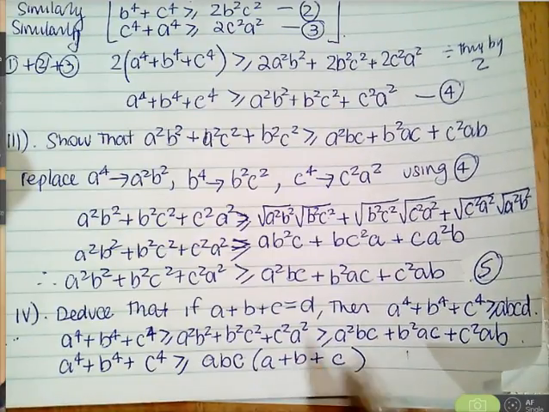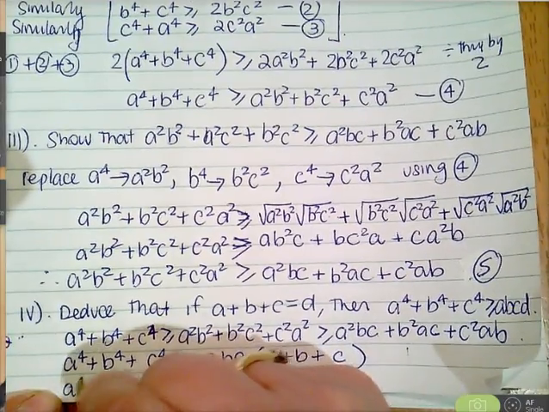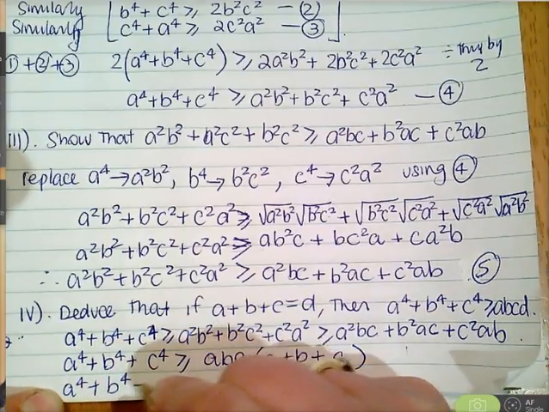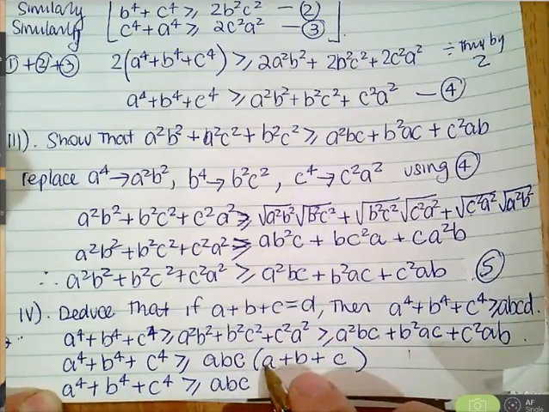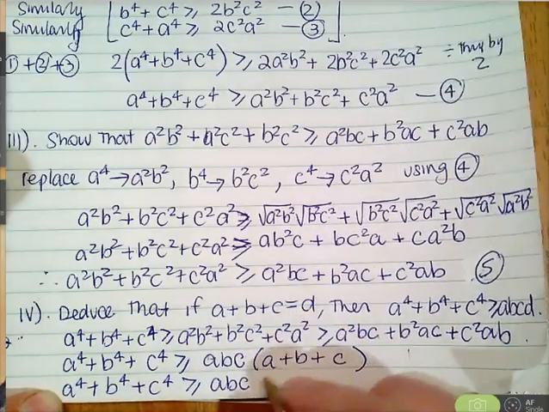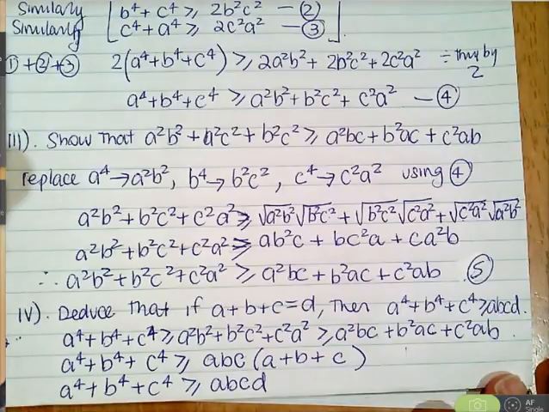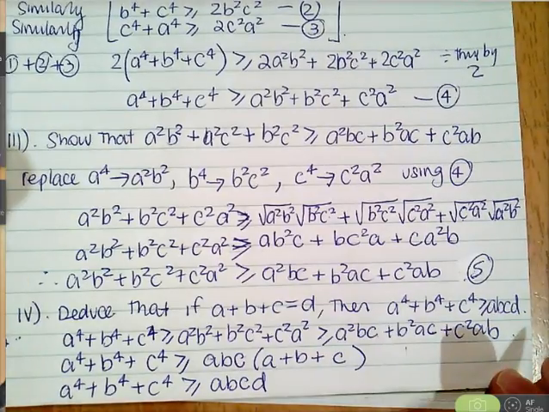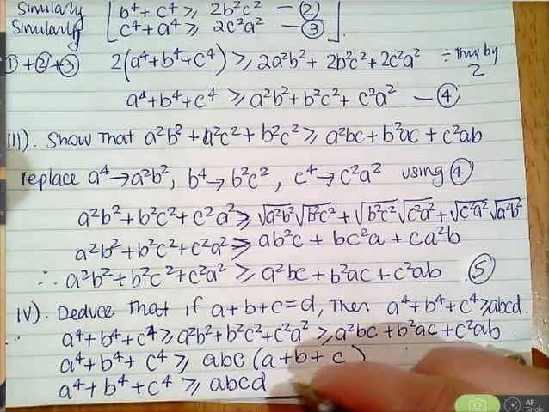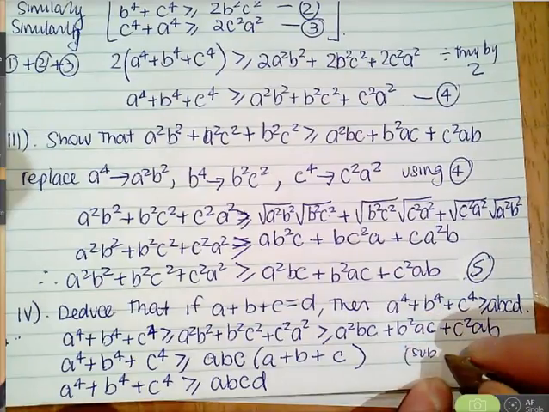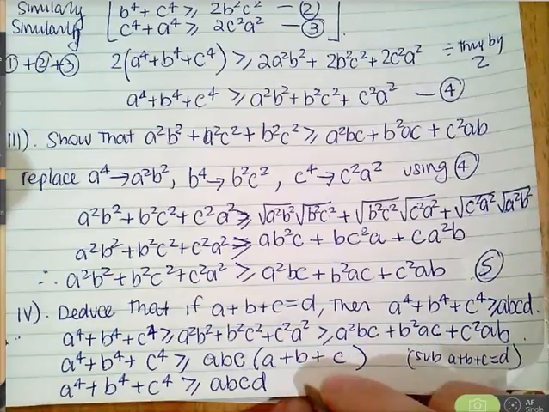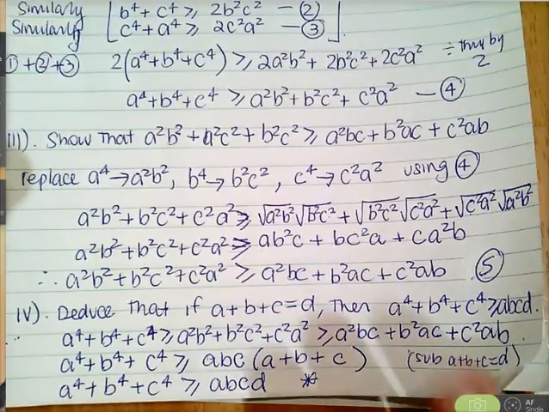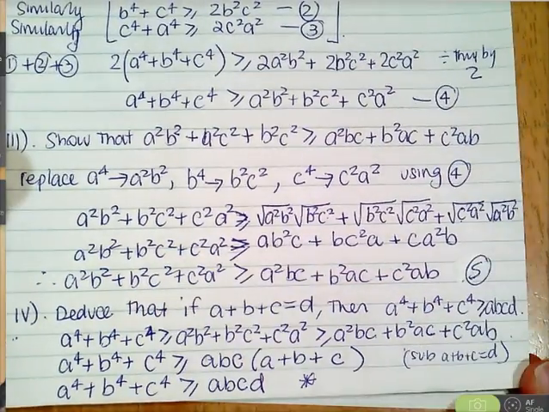And we know that A plus B plus C is D, so therefore we've come up with our result that A^4 plus B^4 plus C^4 is greater than or equal to ABC times A plus B plus C, and A plus B plus C equals D from the question. So therefore we've ended up with the result, because we're subbing in A plus B plus C equals D. Okay, and that last result has been proven as well. Okay, that's the end of that question.